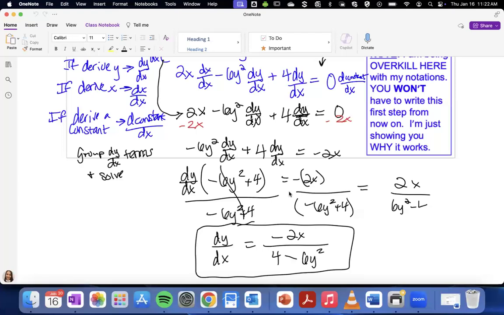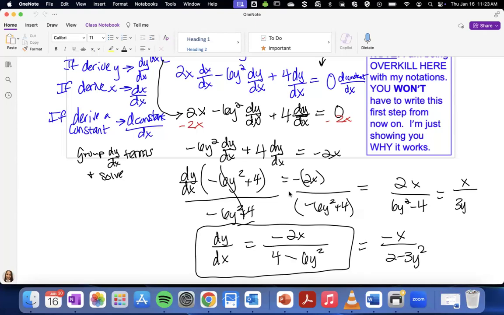I could write that kind of multiple ways. Could you reduce by a factor of 2? Yeah. So you could also write this as negative x over 2 minus 3y squared, or this as x over 3y squared minus 2. So however you want to simplify that is how it goes.